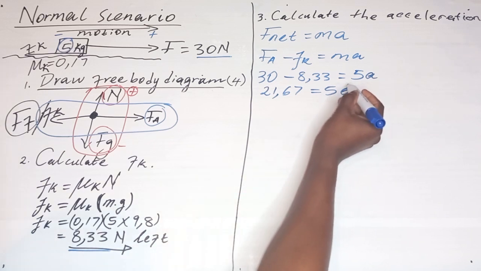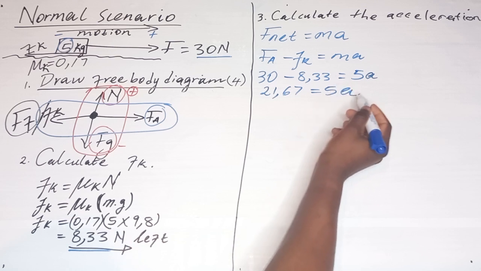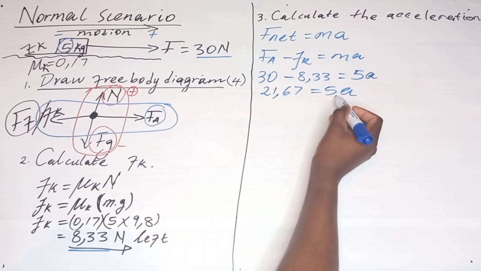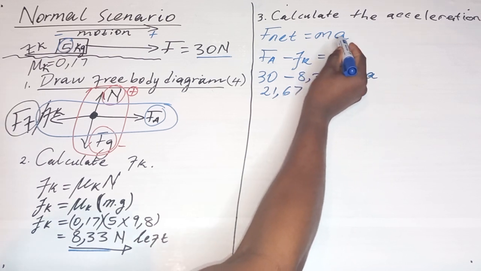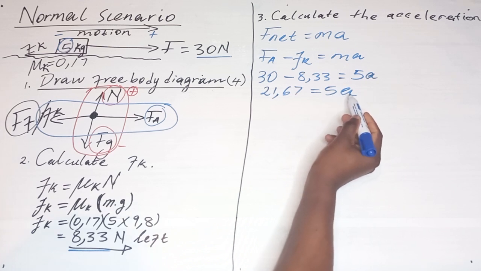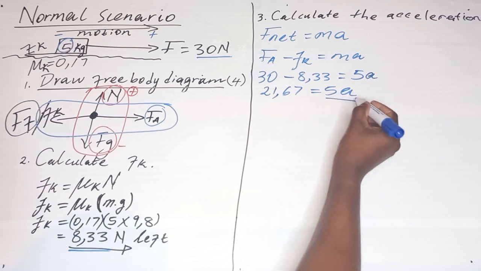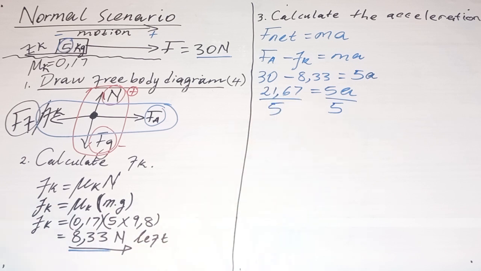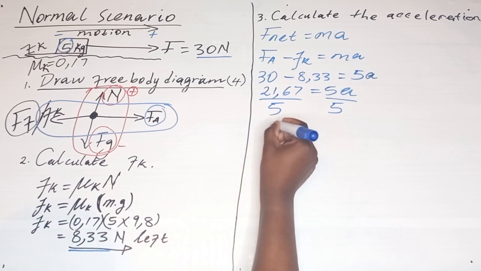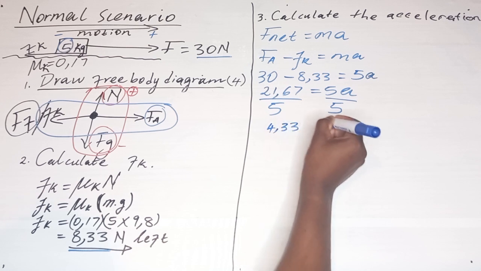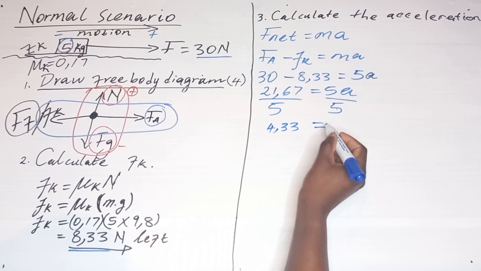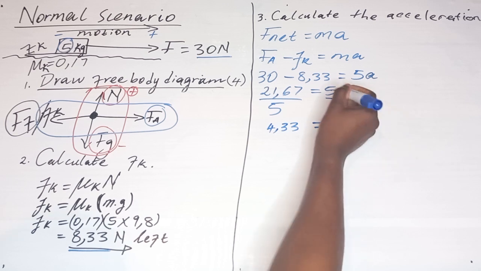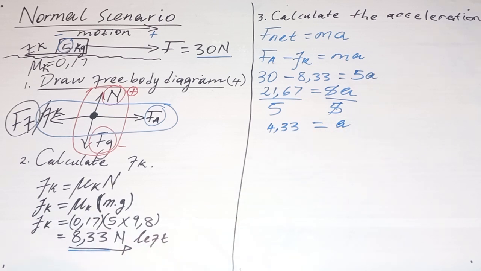We are looking for this a, so we want to remove whatever is next to a, so that a is standing alone. So what are we going to do there? We know that m is multiplying a, so it means 5 is multiplying this a. We are going to do the opposite. What's the opposite of multiplication? The opposite of multiplication is going to be division. So we divide by 5 on both sides. So in that case, we're going to have 21,67 divided by 5. So on this side, we are having 4,33 is equal to 5 divided by 5 is going to give us 1. 1 multiplied by a, we are having a. So these two simply cancel themselves out.